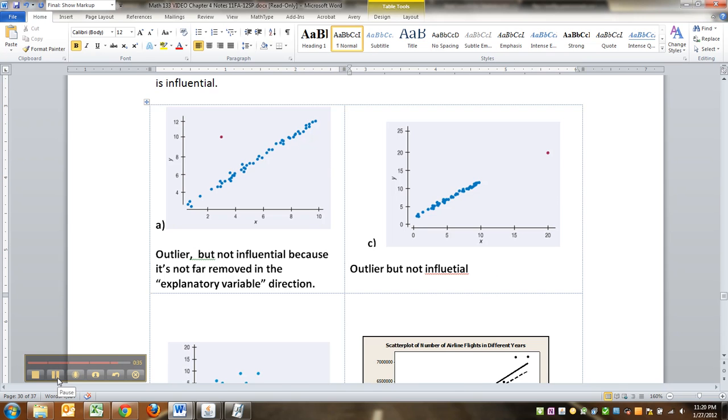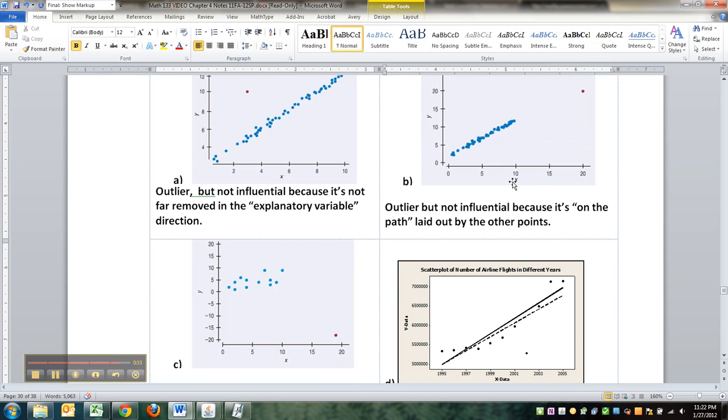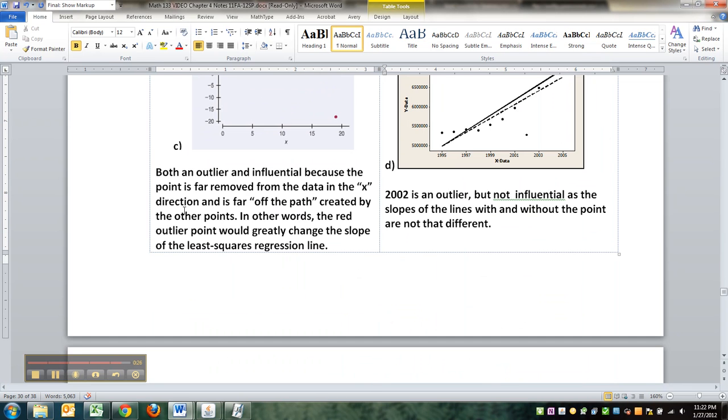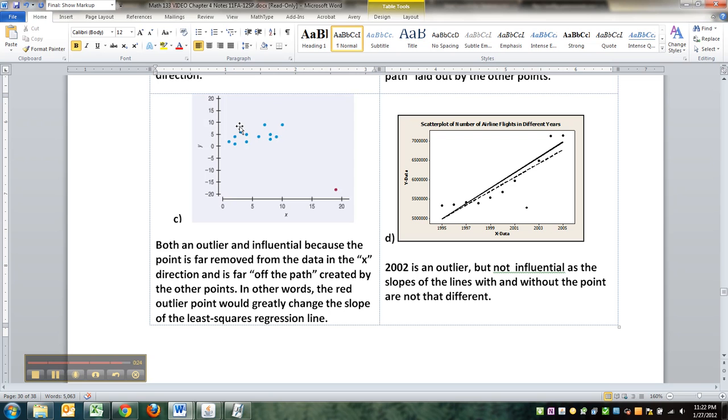Let me type these up. Hold on. Okay. So B is an outlier, but not influential because there's a path these other dots are making, and that red dot is right on it. C is influential because if you look at the blue dots without that red point, you think of an upward slope. But once you put the red dot in there, it's going to cause it to tilt and have a downward slope. It's greatly affecting the slope. And it's off the path, and it's far removed in the x direction. So this is totally influential. This one, 2002, is not influential because you can see the two lines with it and without it, and they don't have a big difference in slope.